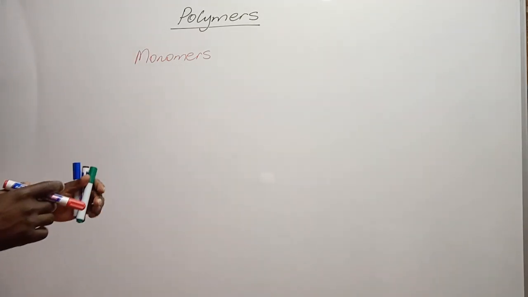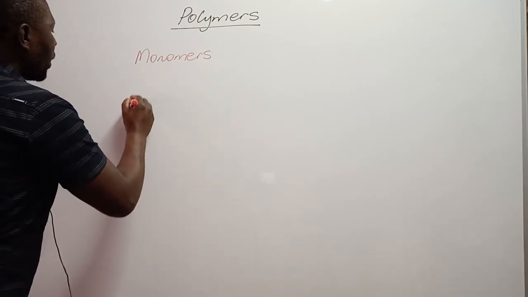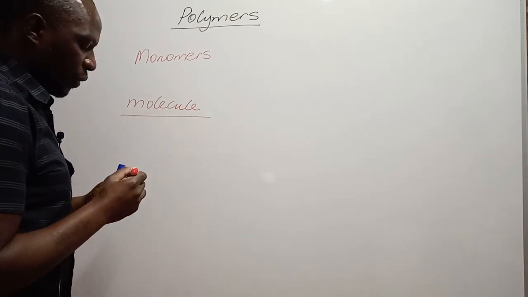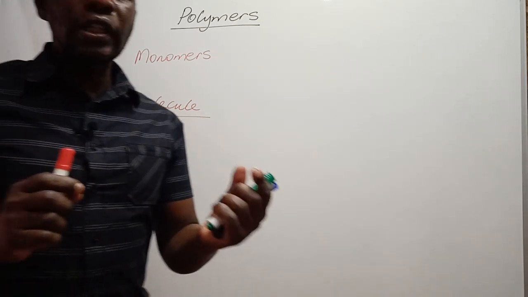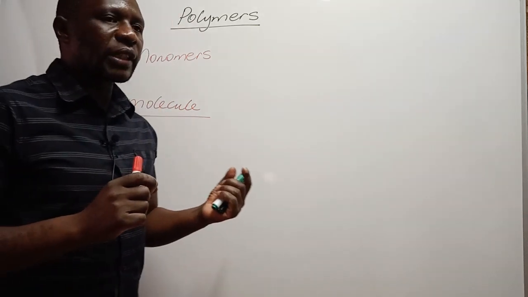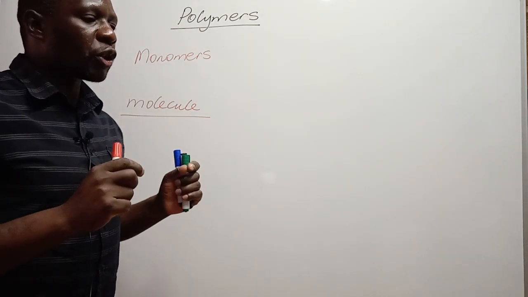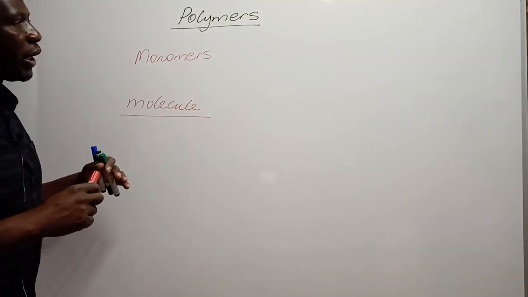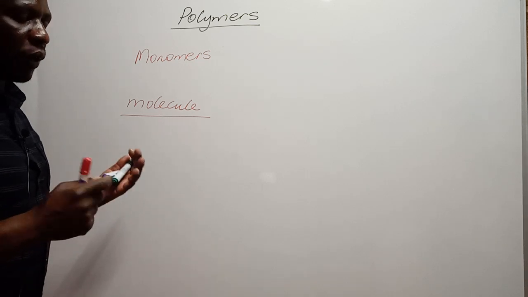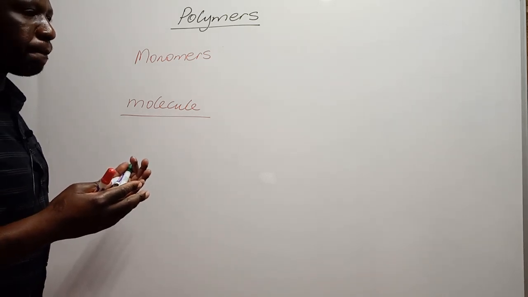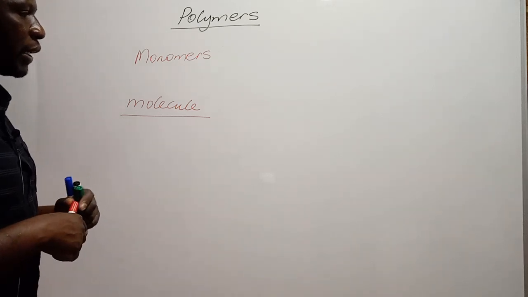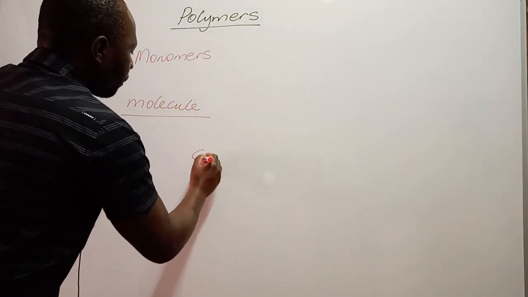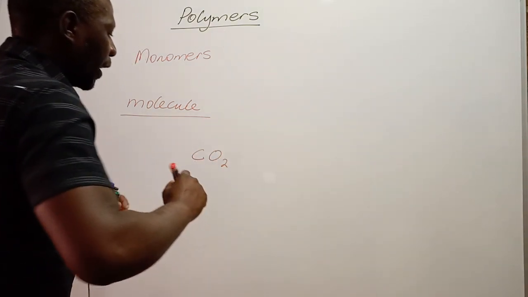So let's look at what a molecule is. A molecule is the smallest possible substance of a compound. Remember when we were talking about a molecule, a good example of a compound: let's say carbon dioxide.